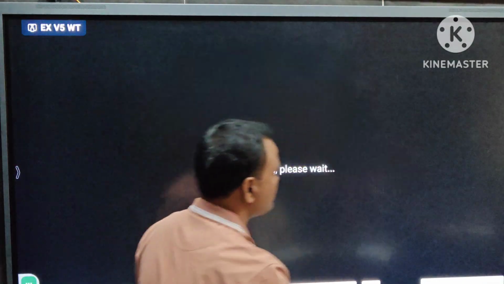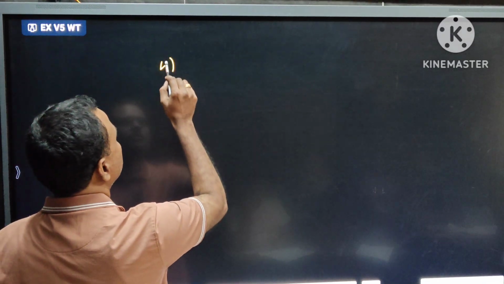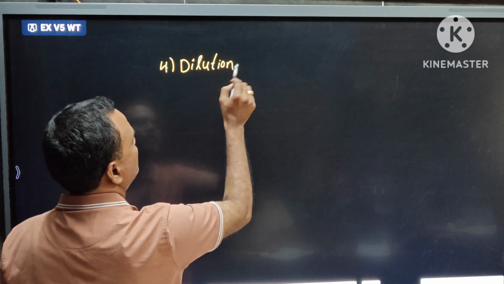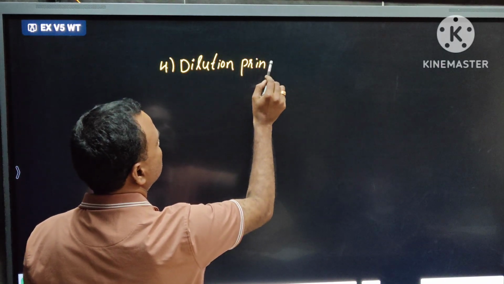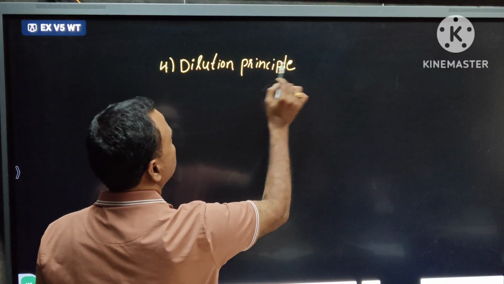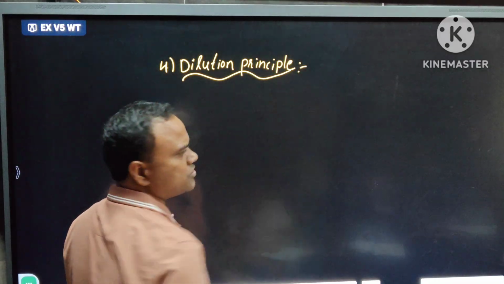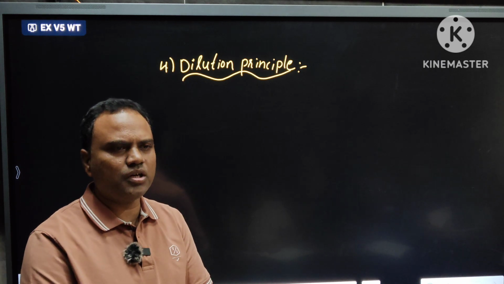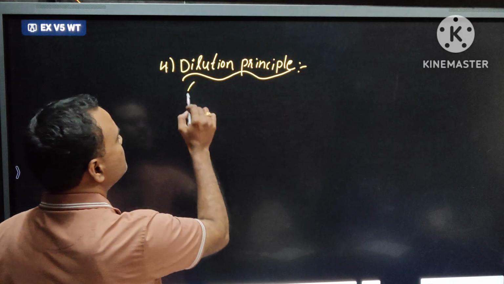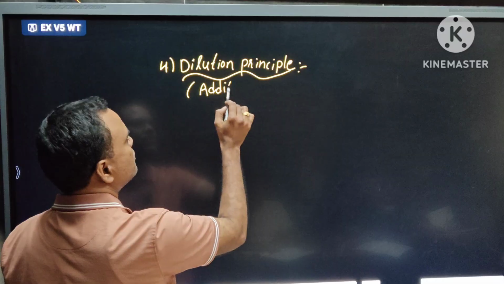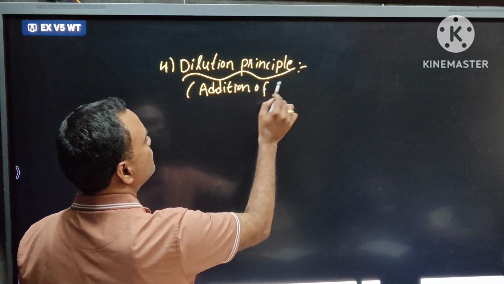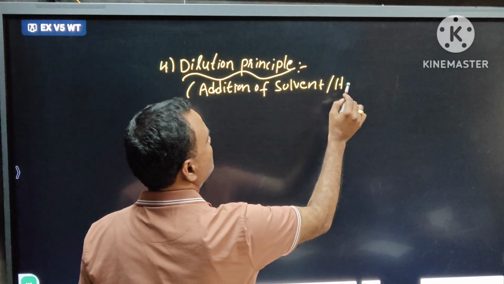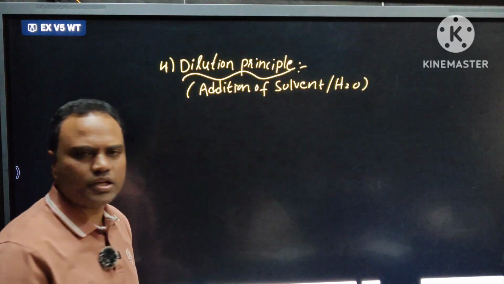Next, fourth one. Keep heading, fourth one: dilution principle. What is the meaning of dilution? Dilution means addition of water. Addition of water to a solution is called dilution.